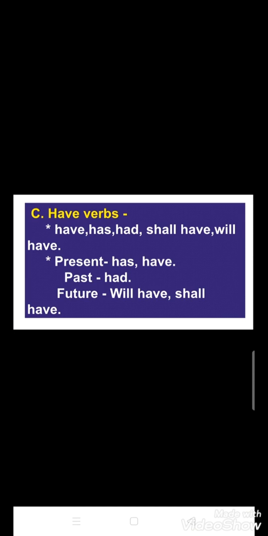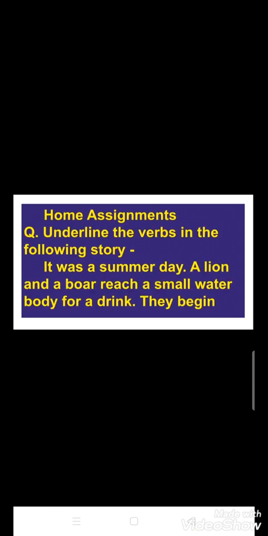So students, here is the end of today's discussion, and in this session we have discussed only a few general things about a verb. In the next session we will go deep inside this topic.